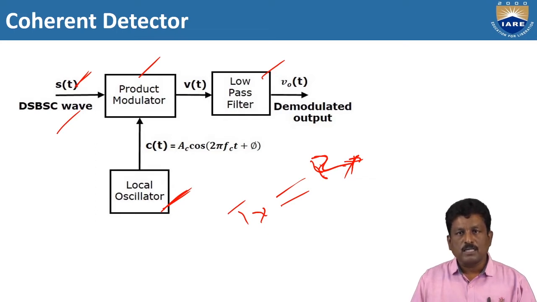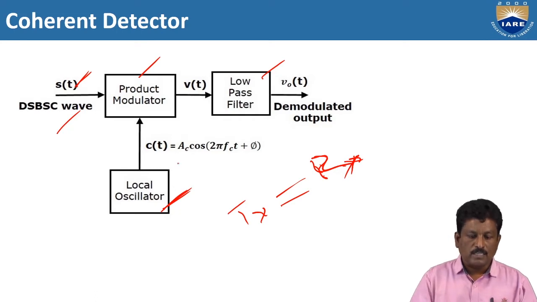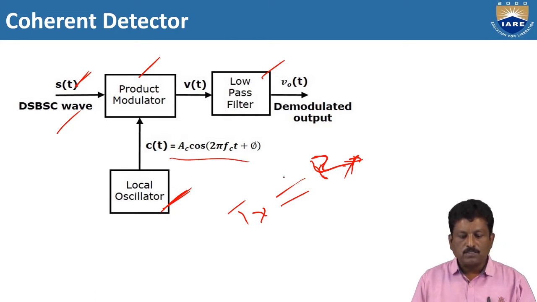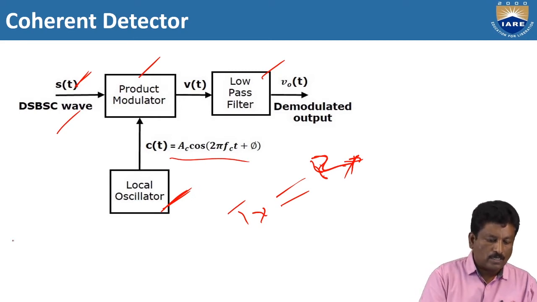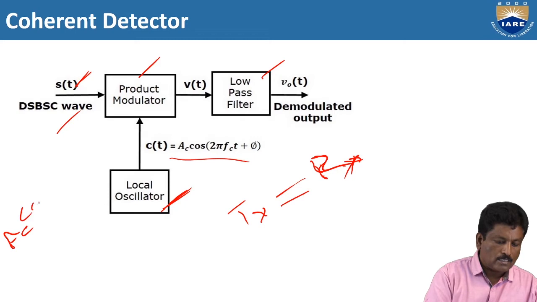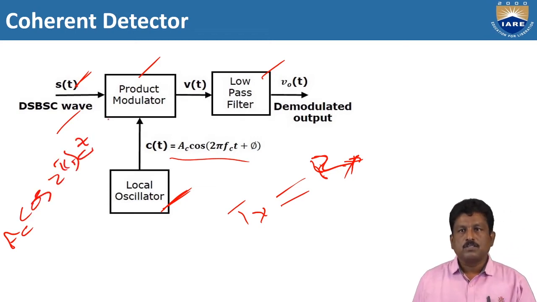However, in the arrangement of the local oscillator, we are unable to generate the exact carrier frequency. So we get c(t) equal to Ac cos(2π fc t + φ), whereas at the transmit side the carrier signal is only Ac cos(2π fc t). So there is some error because of the local oscillator arrangement.